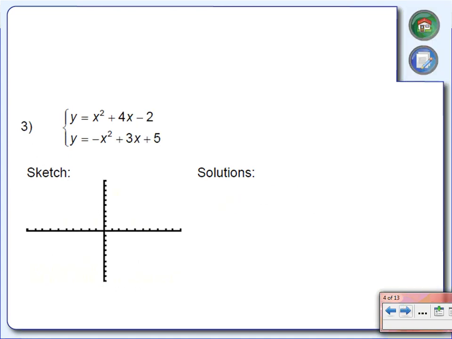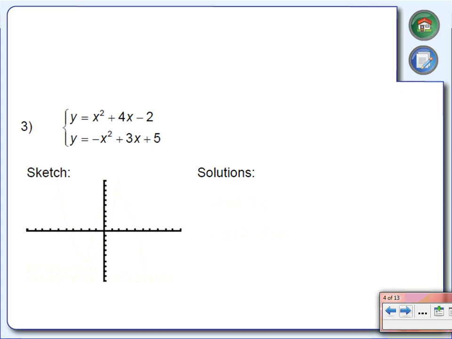Let's try another one. Let's take a look at number 3. Same idea. We got 2 equations. Both of these equations, again, happen to be quadratics. So let's go to the calculator, just like we did with the first one, and graph both of these, and let's see what happens this time. Make sure you type it in exactly like you see. Make sure you sketch me a graph of what you see on your paper. By the way, guys, this is number 3, so make sure you put me down on number 3 and not on number 2.